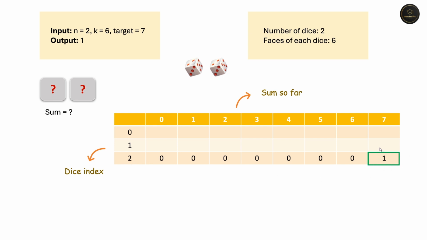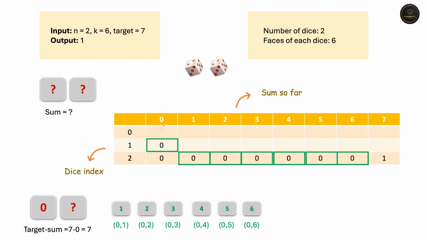When the index is 2 and the target is 7, we are going to assign the value 1 by default because it indicates that we got one combination here. For all other target sums, it would be 0 because if the index is already 2 and the sum is not yet 7, that means there is no combination yet, right? So let's calculate for the dice at index 1.